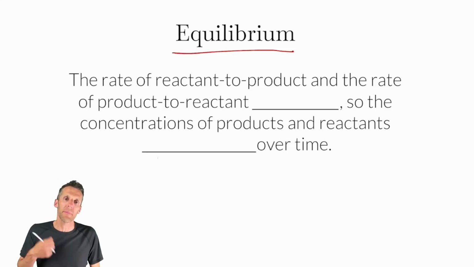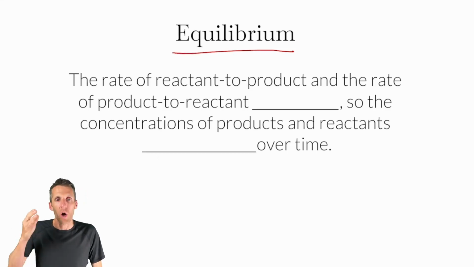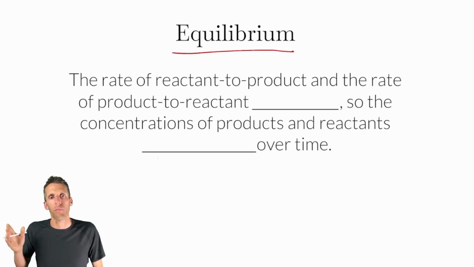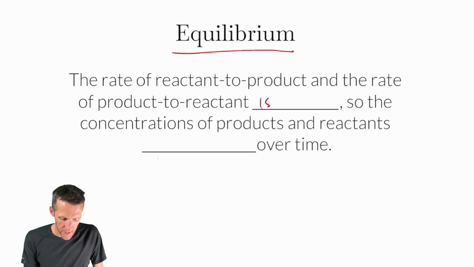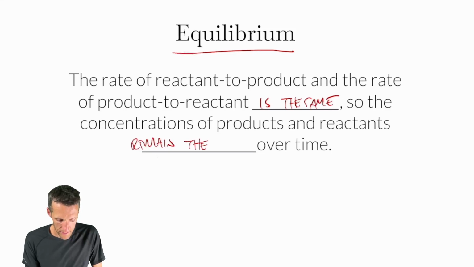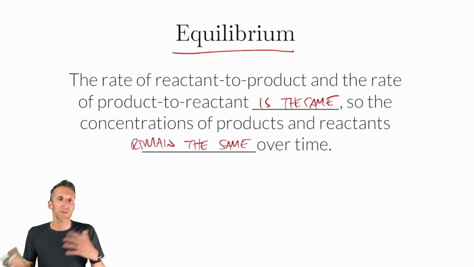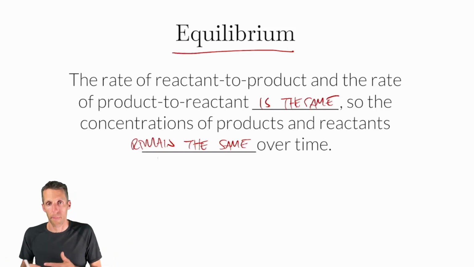When we say equilibrium, this is what we mean: the rate of reactant to product and the rate of product to reactant is the same. So the concentrations of products and reactants remain the same over time. You're forming just as much product as you are losing.